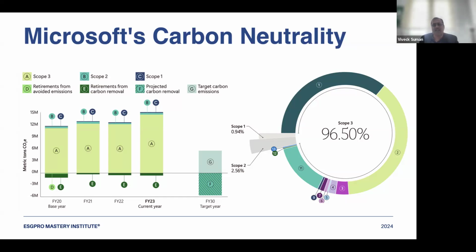I'm controlling, and thereby it's out of my purview of discussion. And then comes the scope 1, which is 0.94 for this company. And you can see that the base year which they have taken now is FY20. And of course, E here shows you retirement from the carbon removal. So how much they are retiring from the carbon removal. The little dark one is the retirement from avoided emission, which one they are avoiding.